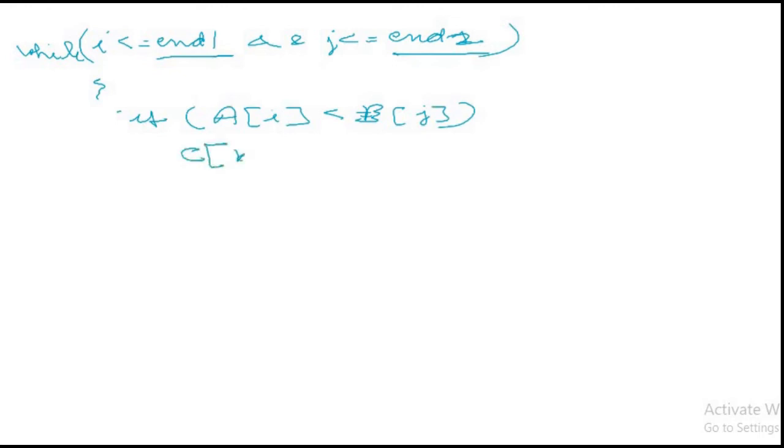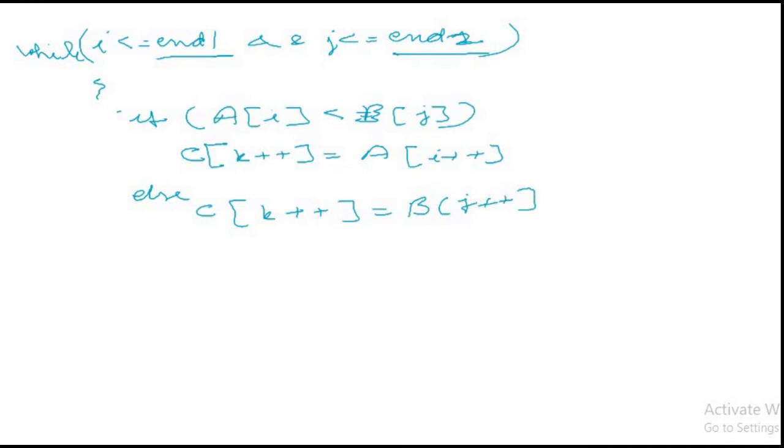We have to copy AI into C. Okay. And else what we have to do? Else we can copy the element from B, and J plus plus. Okay. So we have to increment the indices also, and that is all.